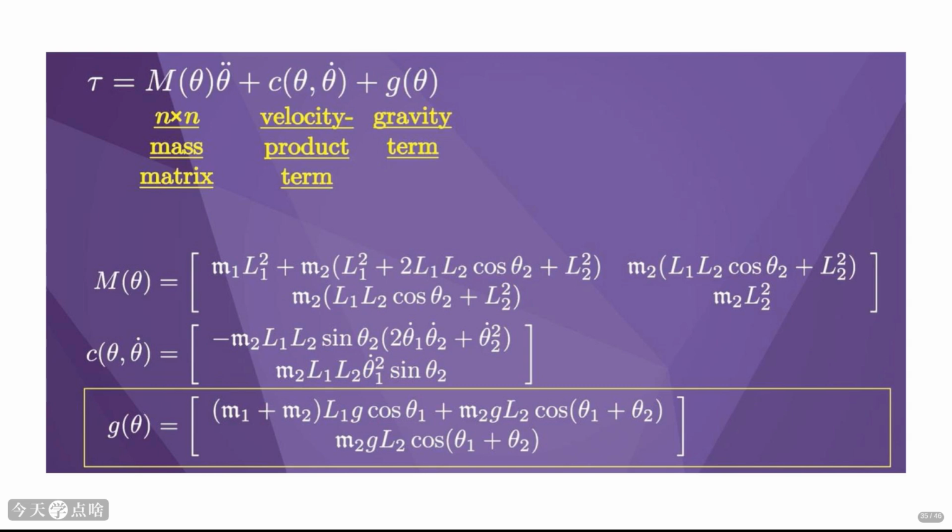So, the dynamic equation becomes M of θ times θ double dot plus C of θ and θ dot plus G of θ equals τ. This compact form is very useful for control design. Notice how the inertia matrix M and the gravity vector G depend on the joint angles θ, while the Coriolis and centrifugal terms depend on both θ and θ dot.